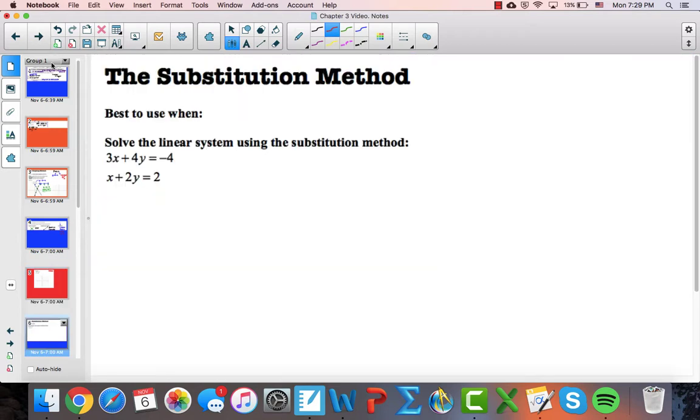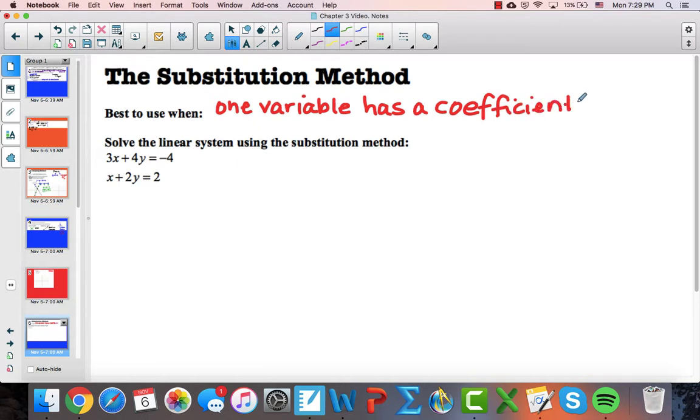All right, let's look at the next method, the substitution method. Probably you're going to remember this one pretty clearly, but the substitution method really is only best to use when something's true, okay? And that would be when one or more variables has a coefficient of 1. This is really the only time I want to use substitution.